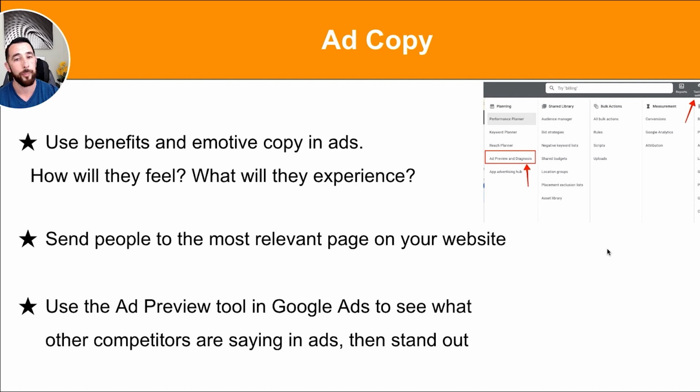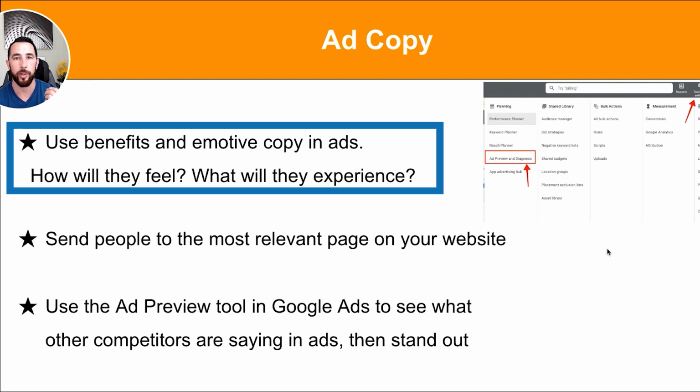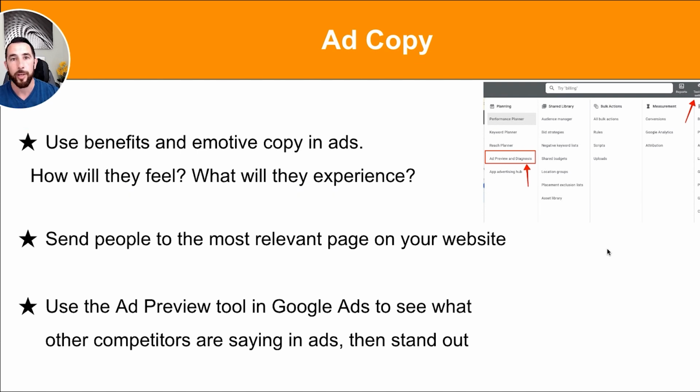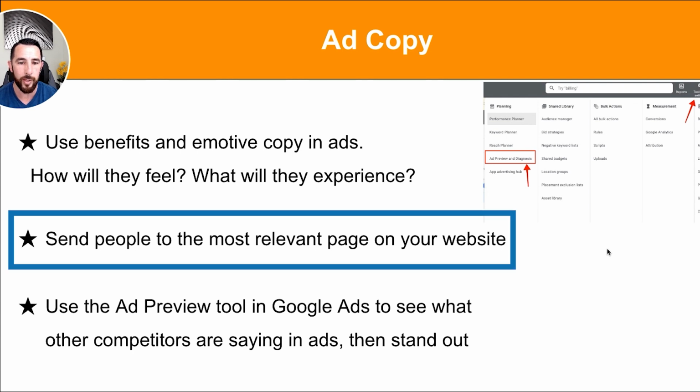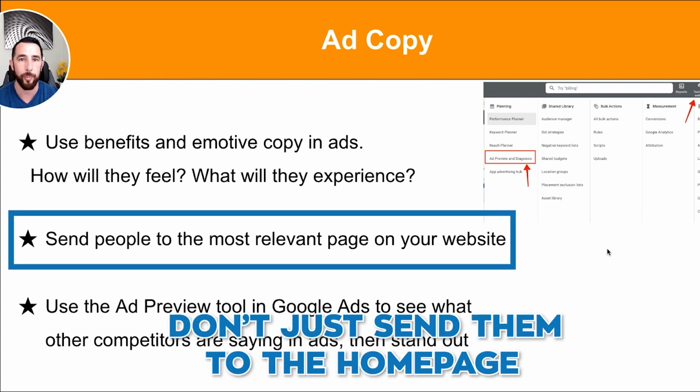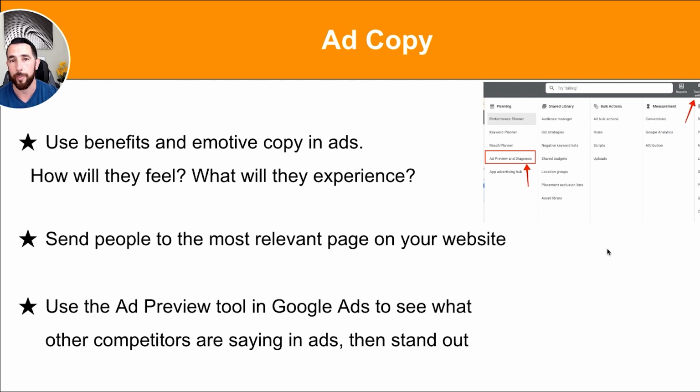Ad copy. Try to use emotive copy. Try to use things that explain how people are going to feel after the experience, what they're going to experience. Try to convey the emotion that they're going to get from enjoying your experience and the time with you and with your company. You want to send people the most relevant page on your website, which means don't just take them to the home page. In some cases that might make sense, but it just depends on what they search, what options you have on your website that are available, which ones are set to convert better.